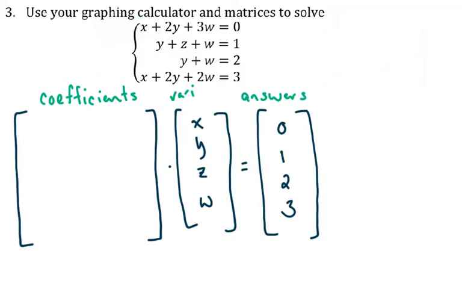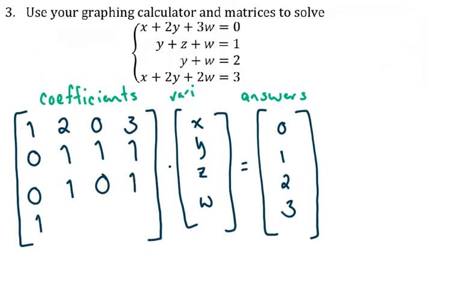And then the coefficients, we're just going to go straight across one equation at a time. For the first equation, the x coefficient is 1, the y is 2, the z, you'll notice that there isn't a z term here, so that means its coefficient is 0, and w is 3, because we're going to go in this same order. Second equation, the coefficient of x is 0, coefficient of y is 1, z is 1, w is 1. Third equation, there's no x term, so that's 0, y is 1, z is 0, and w is 1. Lastly, 1, 2, 0, and 2.